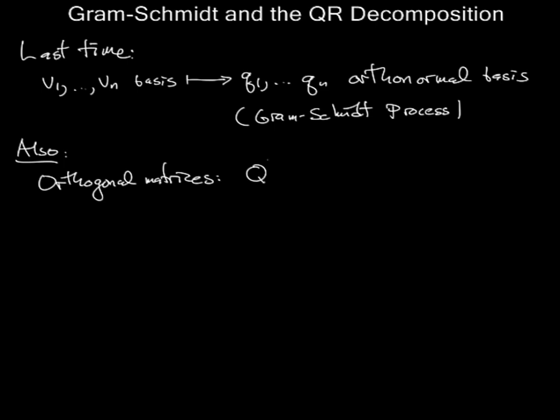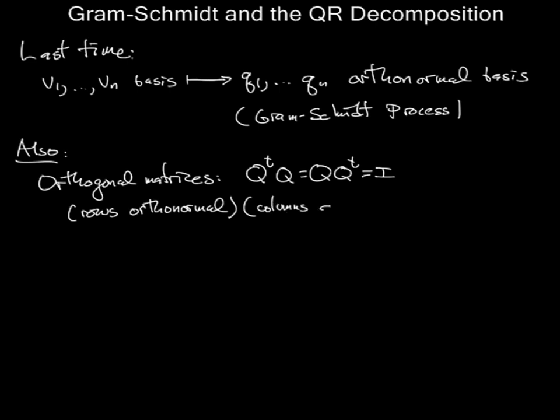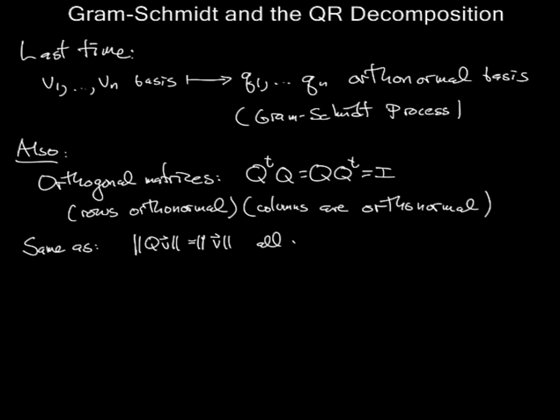And remember, a matrix Q is orthogonal if Q transpose Q is the identity, and it's the same as saying QQ transpose is the identity, and that's the same thing as saying the rows are orthonormal, or equivalently the columns are orthonormal. And we also talked about that that's equivalent to saying that it preserves lengths. And yet one more interpretation is saying that it preserves angles.